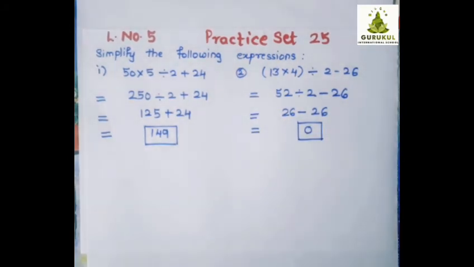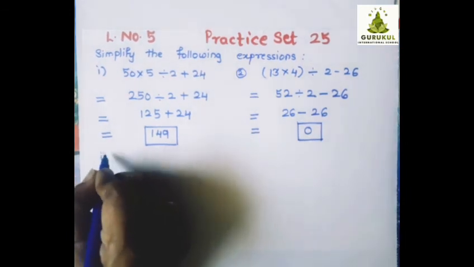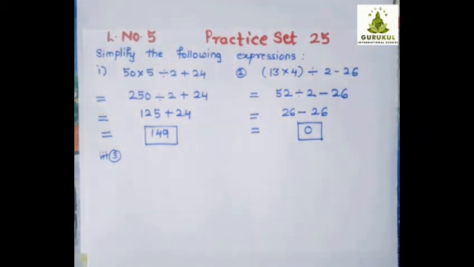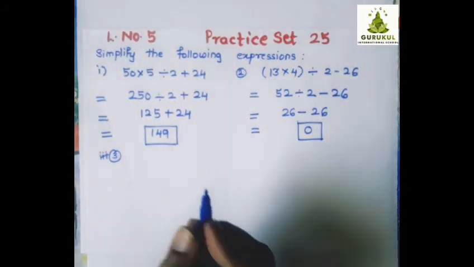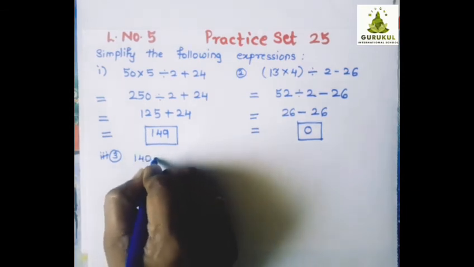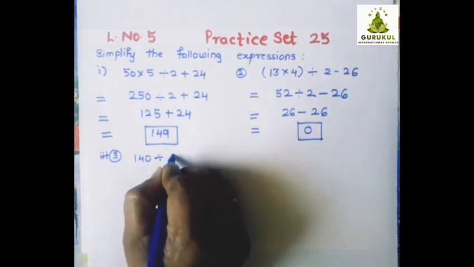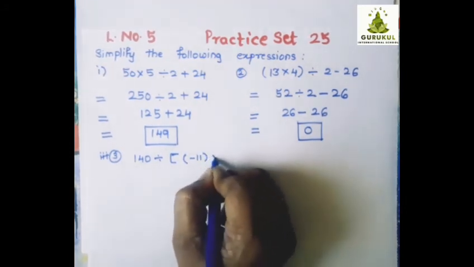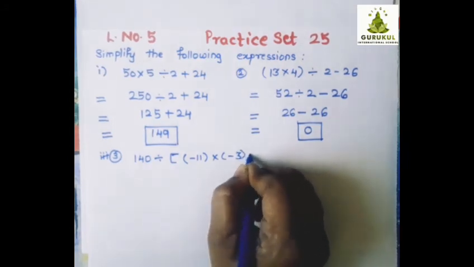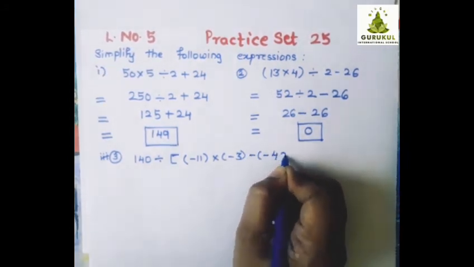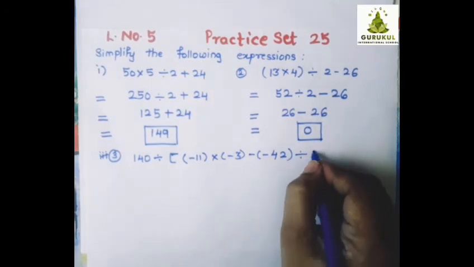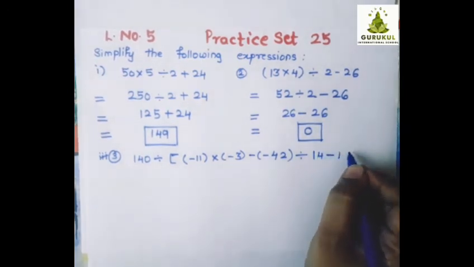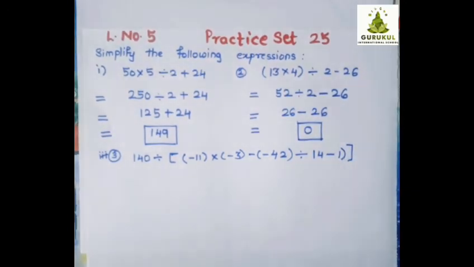Third sum, whatever is given, while looking at that sum, you may think that it is very lengthy, it is very hard. It's not at all like that. Step by step we are going to solve it. 140 divided by, into square bracket, minus 11 into minus 3 minus 42 divided by 14 minus 1, square bracket closed.